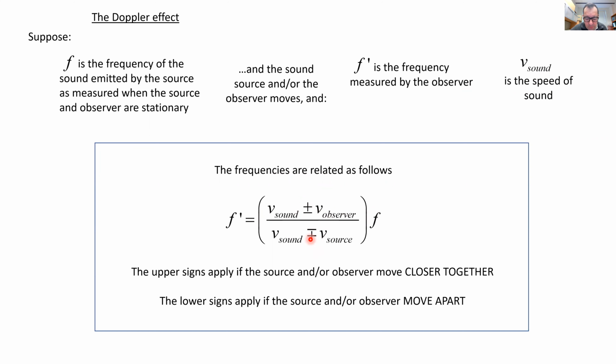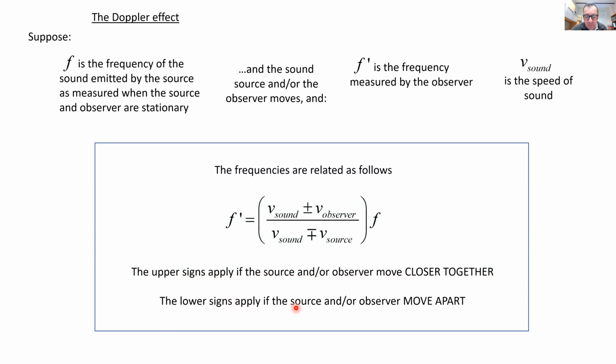Now you have these funny symbols inside this fraction here. So the way you use this formula is subject to these rules. The upper signs, meaning the positive here and the negative here, apply if the source and/or the observer move closer together. Right? So the source could be moving towards the observer, and/or the observer could be moving towards the source. Then you would use the upper signs.